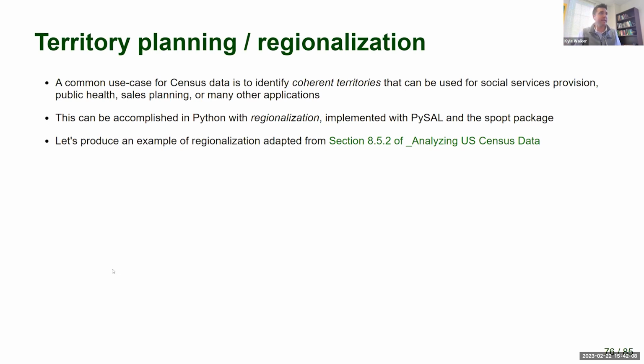And, let's say, as I said before, I'm doing social services provision, or public health planning, or sales planning. In many cases, you're going to want demographically coherent territories, where if you're looking to sell a product and reach and market to different demographics based on their preferences, you're probably going to want to be able to identify what those territories are.